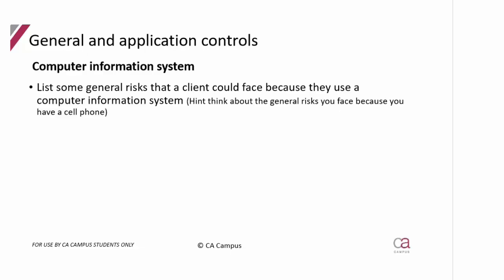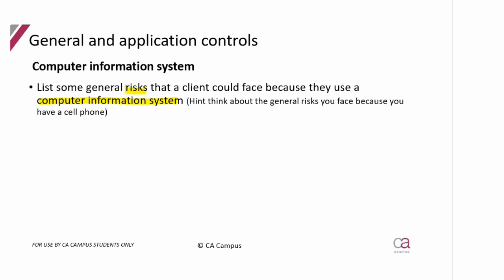Okay, so now that you've seen an example of how an invoice would be created and then lands up in the financials without any human intervention, I want you to take 5 minutes to think of the risks that you think the client could face because they have a computer information system. So based off what we've just discussed, we have seen some risks already. What risks do you think they face specifically for having this computer information system?